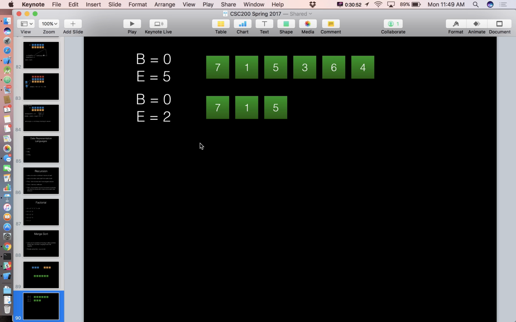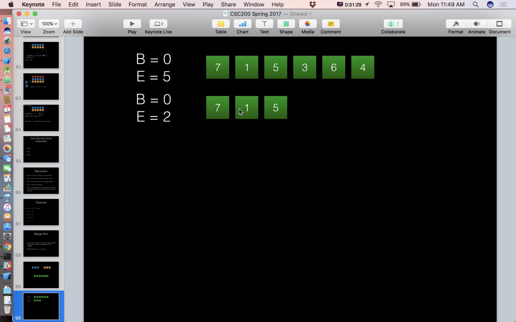Depending on how you do your math to divide your list in half, the left half might be the 1 list and the right half might be the 2 list, or the left half might be the 2 list and the right half might be the 1 list. It doesn't matter how you divide your list in half as long as you always do it the same way. So we'll say end plus begin, 2 plus 0, divided by 2 to give us our middle, pretty similar to what we did for binary search. 2 plus 0 is 2, divided by 2 is 1. That's going to be our middle point.